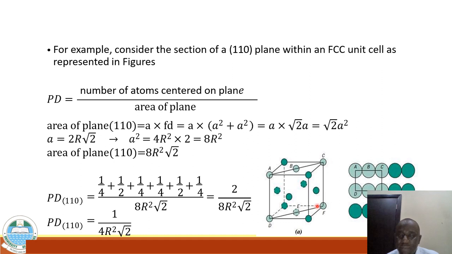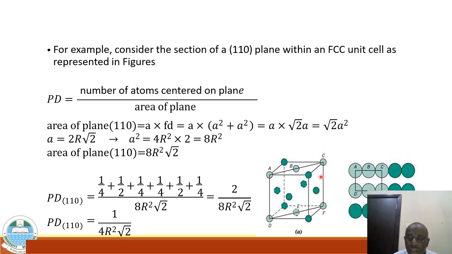If you look at that, you can now determine what the linear, or what we call the planar density is, which is the number of atoms that you have in this plane, then divided by the area of the plane. So you need to know this length. We already know this as a, but we don't know this. So how do we find this?